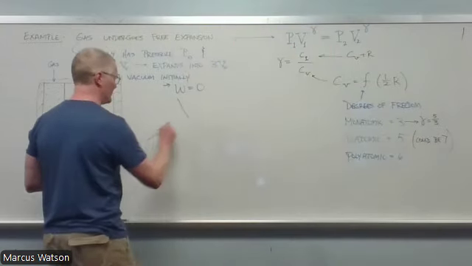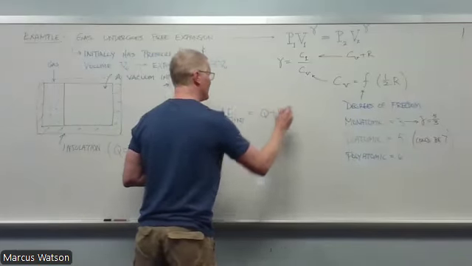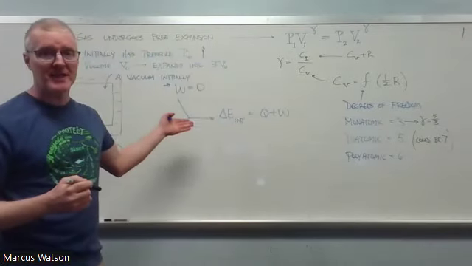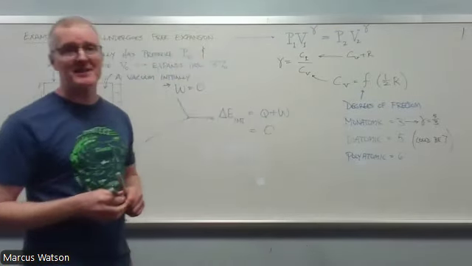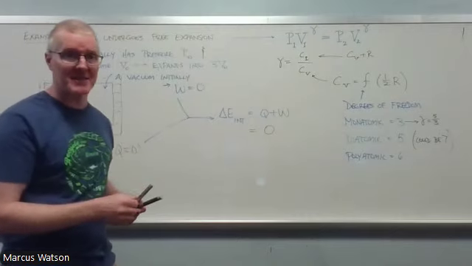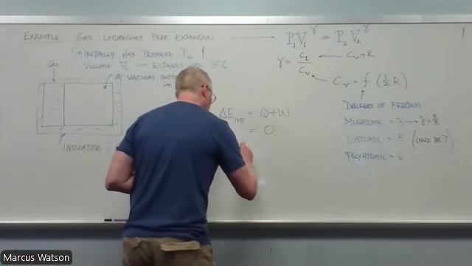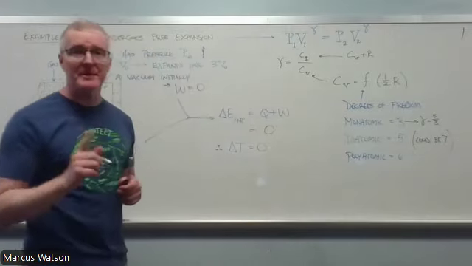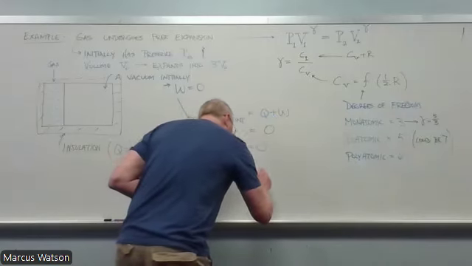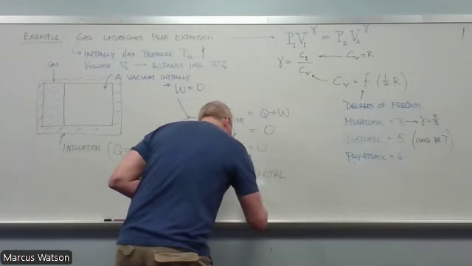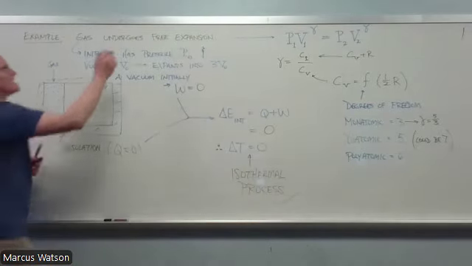I take these two things here, and I say, therefore, since I know what the first law tells me, since the internal energy change of the gas is Q plus W, and there wasn't either one of those, the internal energy of the gas has stayed constant. That means the temperature of the gas is the same. Therefore, delta T is 0, and this must be an isothermal process.